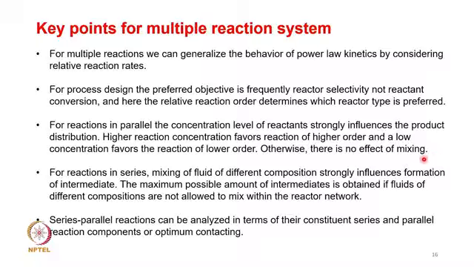For reactions in parallel, the concentration level of the reactant strongly influences the product distribution. Higher reactant concentration favors the reaction of higher order, and low concentration favors the reaction of lower order. For reactions in series, mixing of fluids of different compositions strongly influences the formation of an intermediate. So you are considering a reaction wherein A goes to C. The formation of the intermediate is strongly influenced by the mixing of fluids of multiple different compositions.